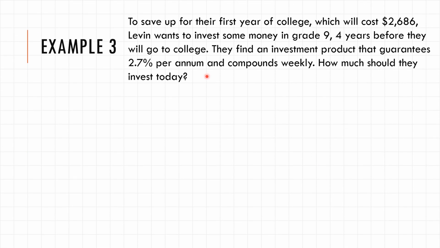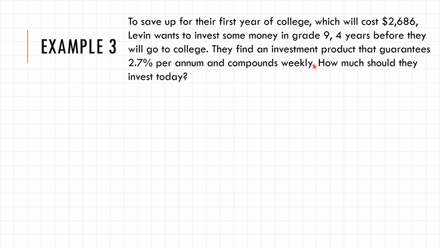In this next example, to save up for their first year of college, which will cost $2,686, Levin wants to invest some money when they're in grade 9. And this is 4 years before they actually will go to college. So their money will have 4 years to grow. And they want the future value to be $2,686. And they look around, they find an investment product, like a mutual fund or maybe a stock, that guarantees 2.7% growth per annum. Per annum means per year. And it actually compounds weekly, which is really nice.